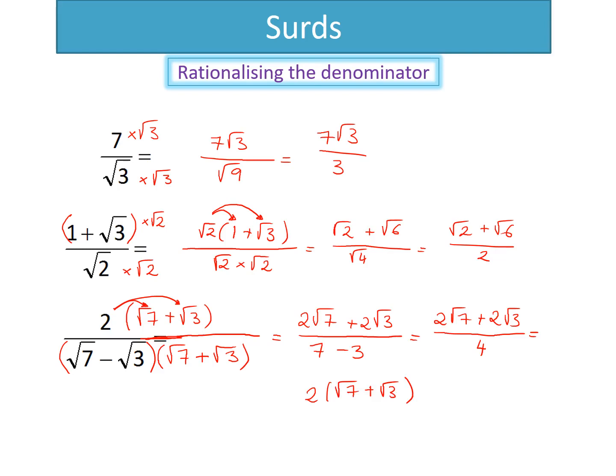so this is what we had at the beginning, and then over 4. And I can divide the numerator and the denominator by 2. So I have root 7 add root 3 over 2.